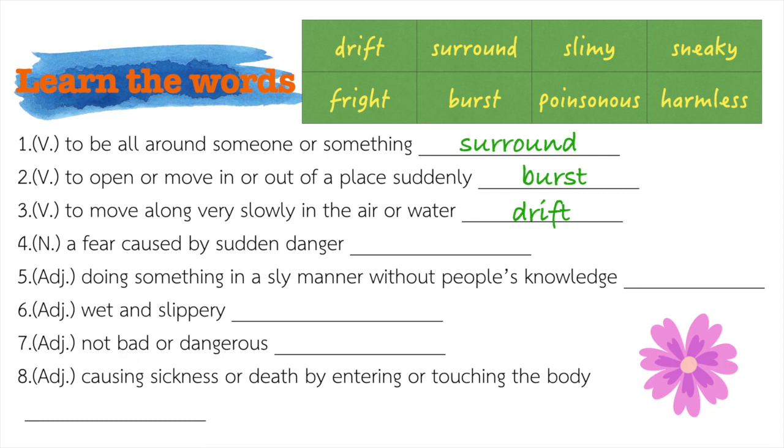Number 4 is a noun, a fear caused by sudden danger. Fright. Number 5 is an adjective, doing something in a sly manner without people's knowledge. Sneaky. Number 6 is an adjective, wet and slippery. Slimy. Number 7 is an adjective, not bad or dangerous.